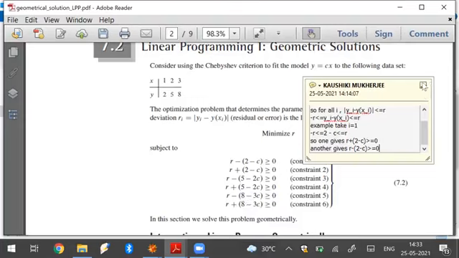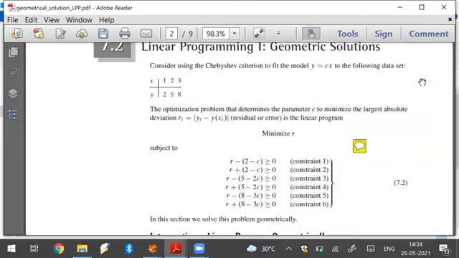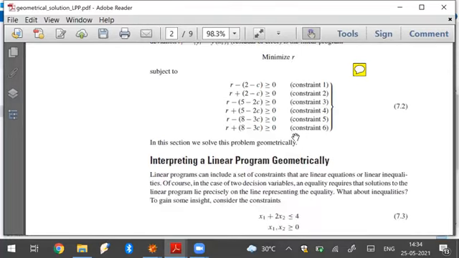So ultimately we are now facing the problem of finding the minimum value of r subject to these constraints. And as we can see, there is nothing non-linear involved in it, everything is linear. So it is a linear programming problem, or linear optimization problem, which we are dealing with now.